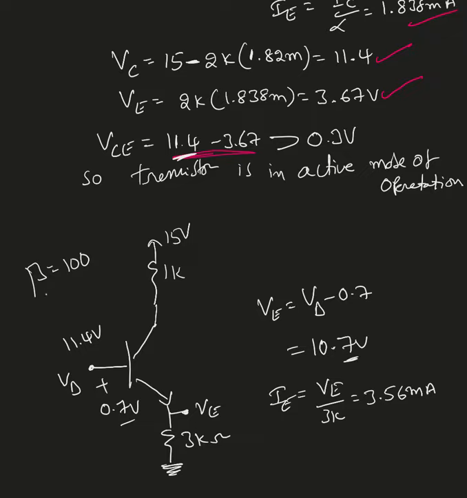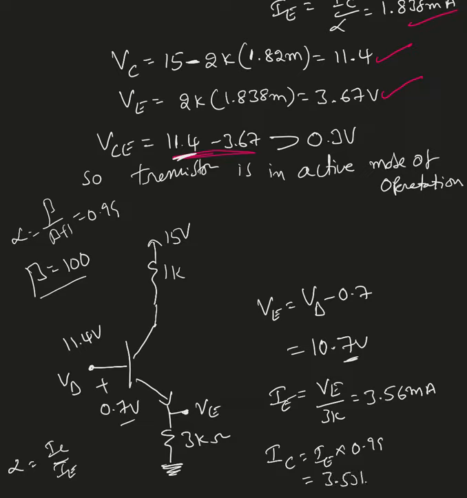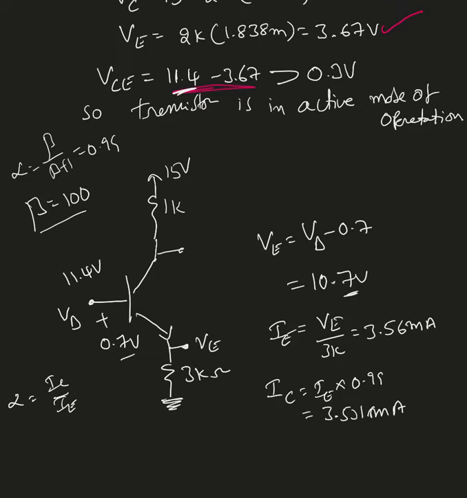Now if I know beta, alpha equals beta over beta plus 1, so it must be 0.99. Based on that, I can take IC equal to IE times 0.99, because alpha is nothing but IC over IE. So I'm finding the IC value: 3.566 times 0.99 will give me 3.531 milliamperes.